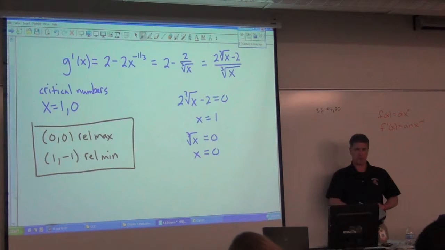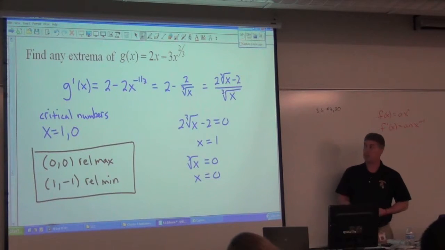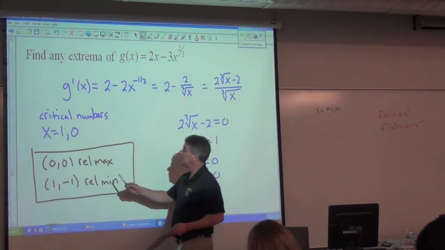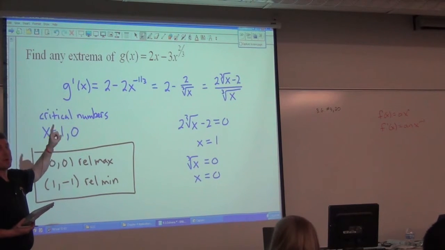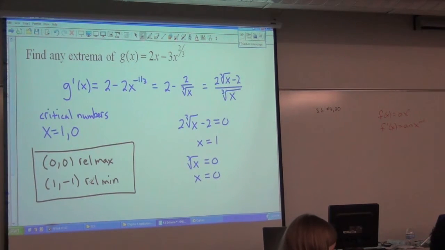So, wait, you don't substitute those back in the original equation? No, I did. Never mind, I substituted in the wrong equation. Disregard that. Don't put it in the first derivative, put it back in the original equation.